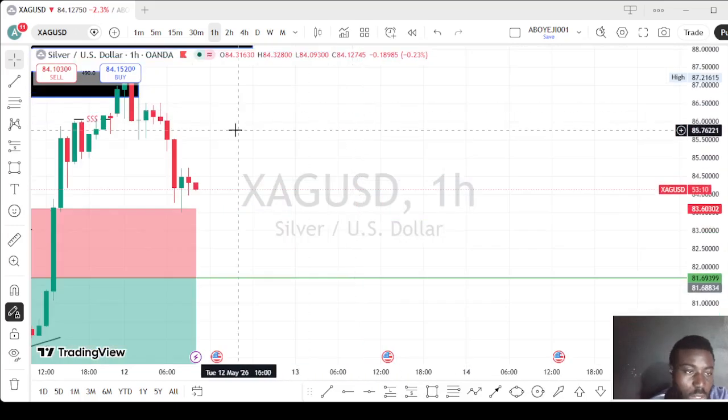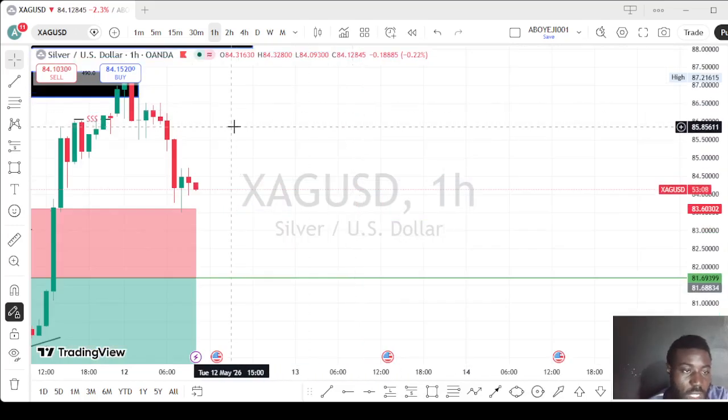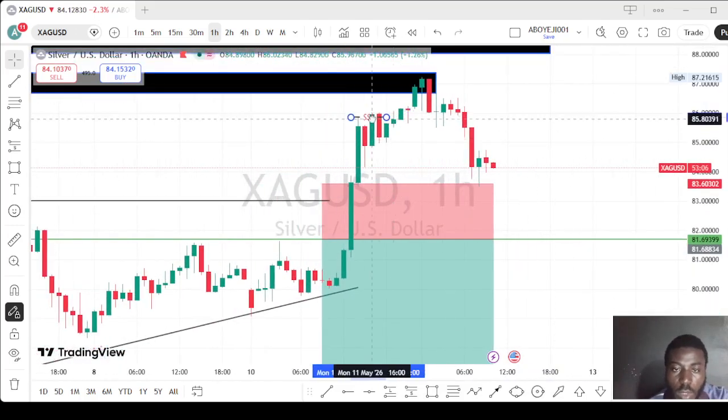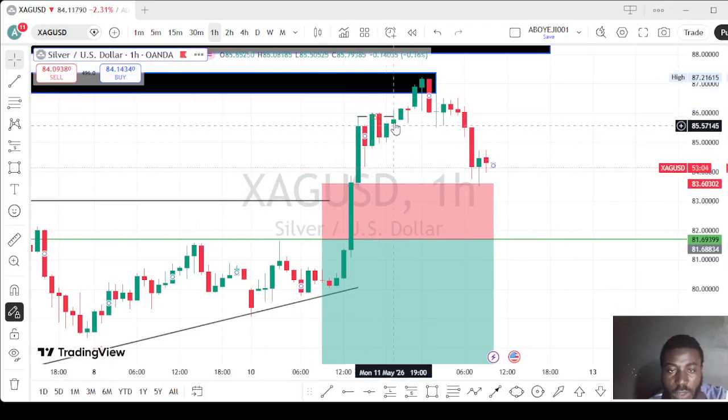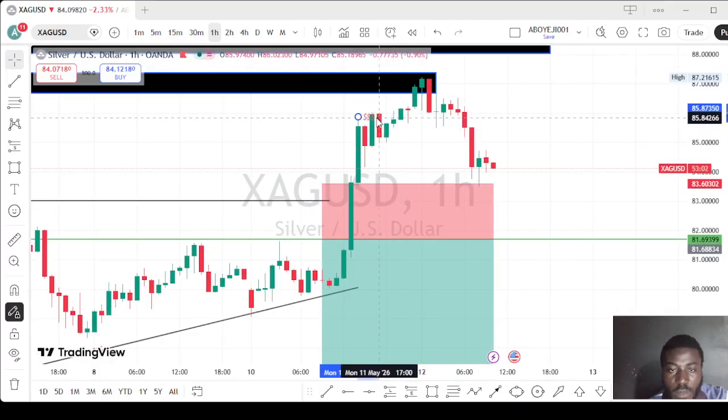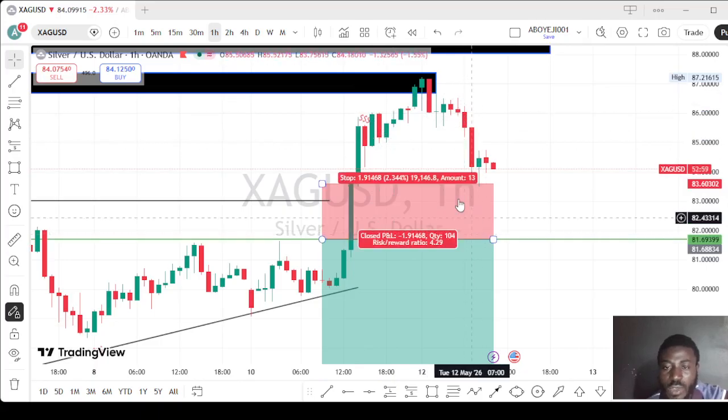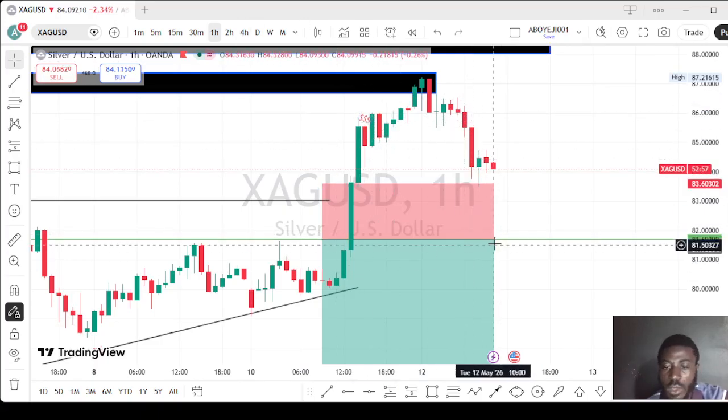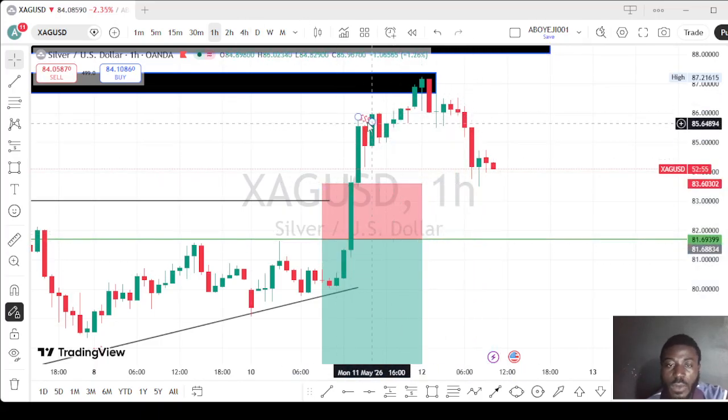But this is a valid break of structure. You can see this break of structure, but this break of structure is not a 50% break. It's not a valid break of structure that is valid too much. So let's just find the opportunity.